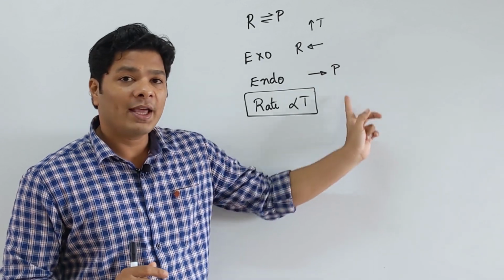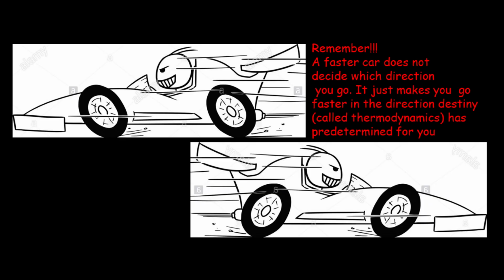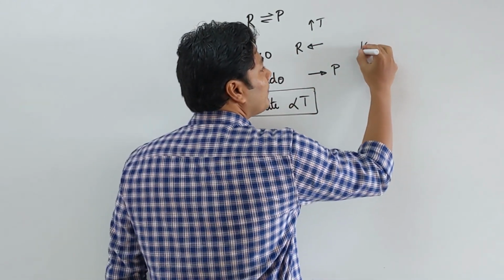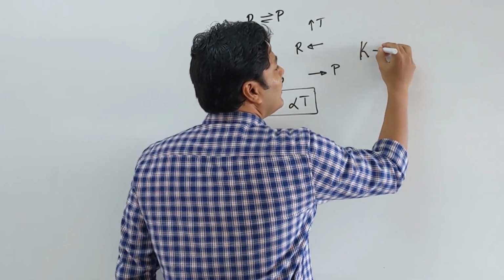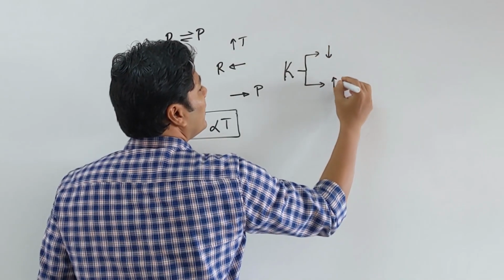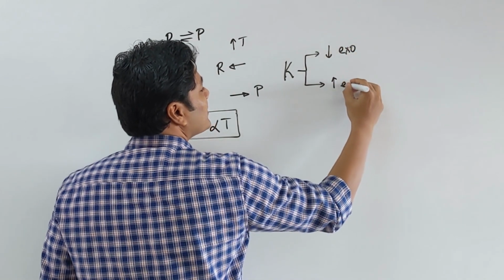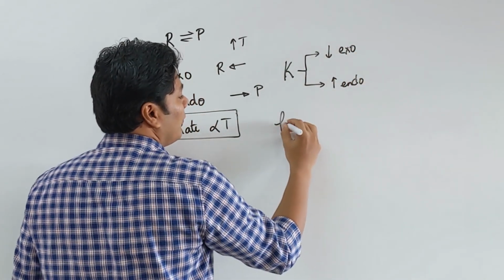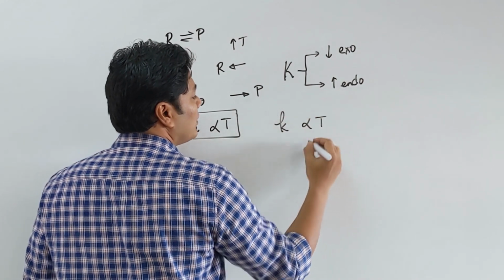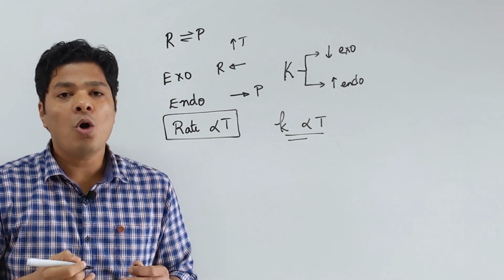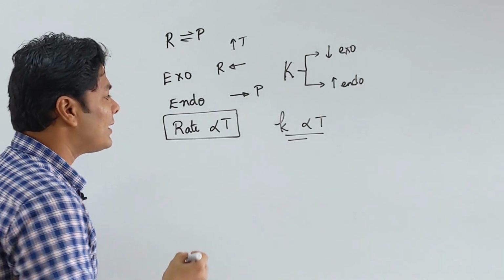A capital K and a small k are altogether different. If we take capital K, it can go down or go up. If it goes down by increasing the temperature, then it is an exothermic reaction; if it goes up, it is an endothermic reaction. Whereas a small k is directly proportional to T, meaning increasing the temperature always increases the rate constant. How much does it increase? That's called a temperature coefficient.